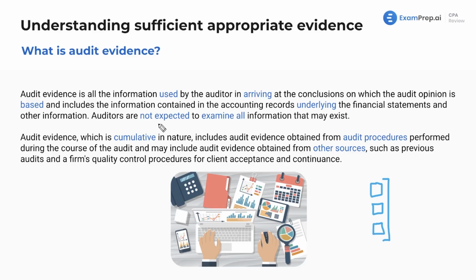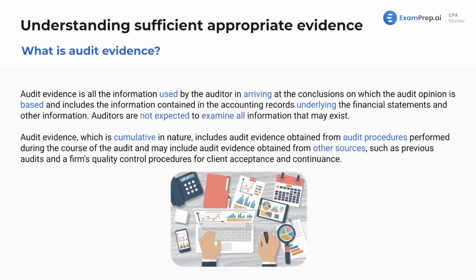I'm going to be going through these, and as we get more into the lesson, we're going to dive much more in depth into these pieces of audit evidence. Now, audit evidence, which is cumulative in nature, includes audit evidence obtained from audit procedures performed during the course of the audit. It may include audit evidence obtained from other sources, such as previous audits, and a firm's quality control procedures for client acceptance and continuance.